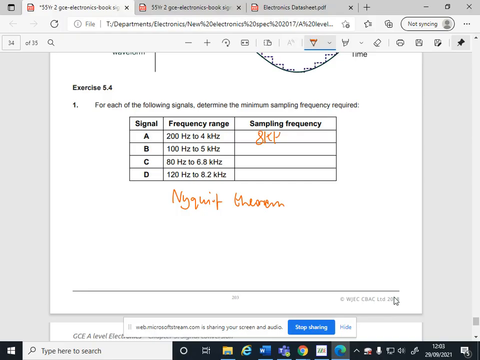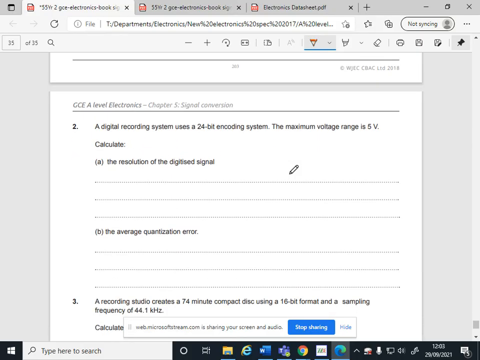8, 10 kilohertz. That is 13.6 kilohertz and 16.4. Okay, so as long as you sample at twice the highest audio frequency, or even higher, the higher the better, but at least twice the highest audio frequency. That's the minimum sampling frequency.